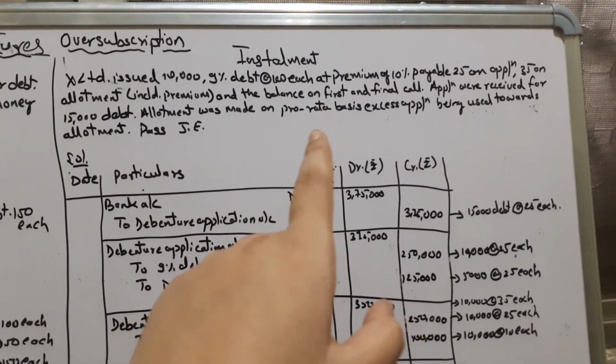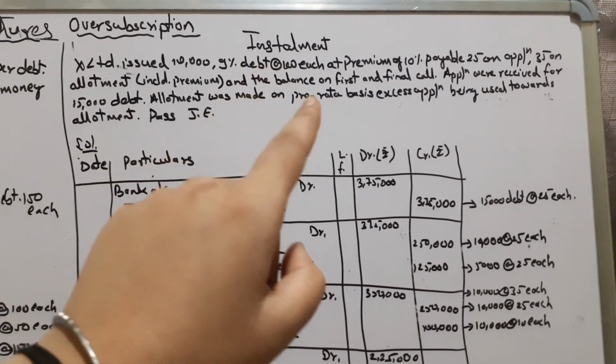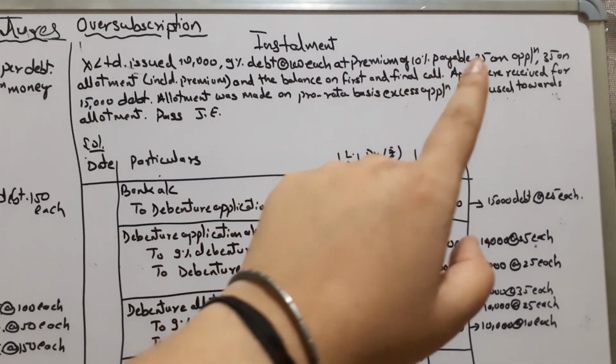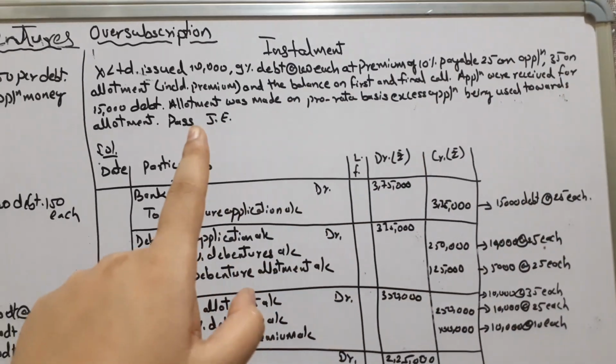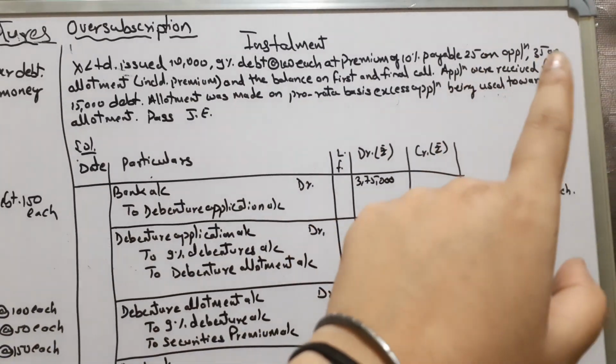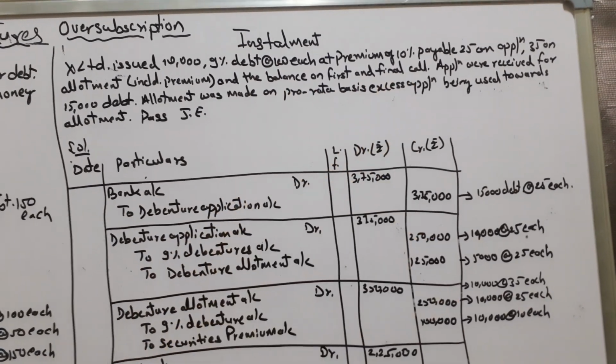Okay, so how much is the balance? Can you calculate? It's very easy. You have to deduct. Okay, like 25 plus 25. Why 25? Because I am excluding the premium here. 25 plus 25 is 50. 100 minus 50 is 50 rupees in the first and final call.